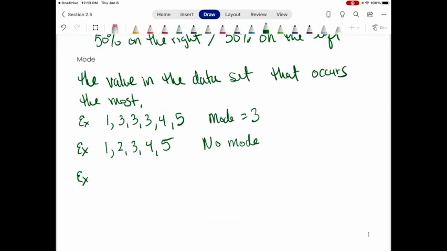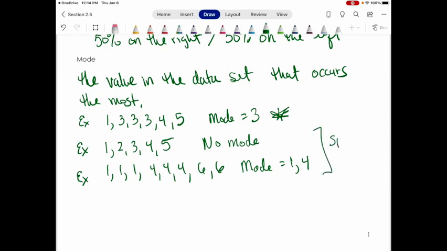And then the last special case is when you can have more than one mode. So let's say I gave you this data set. So I have all of this listed out. I see that 1 and 4 both occur a lot compared to the other data values, but they both occur the same number of times. So in this case, I would say we have 2 modes. We would have 1 and 4. Usually you get this case where you have 1 mode, but these are special cases that can happen.